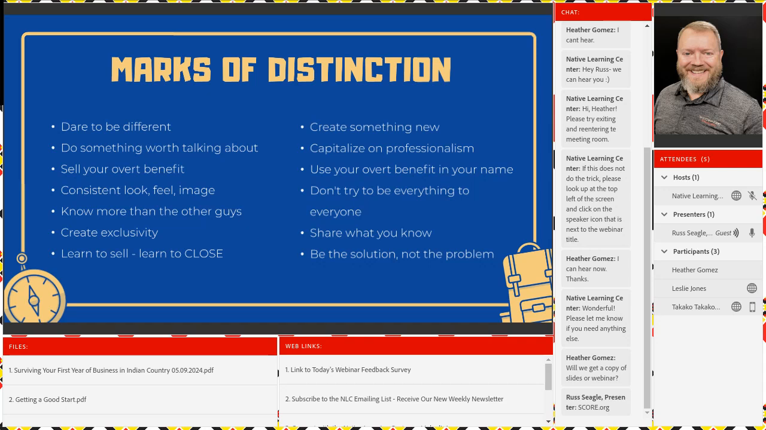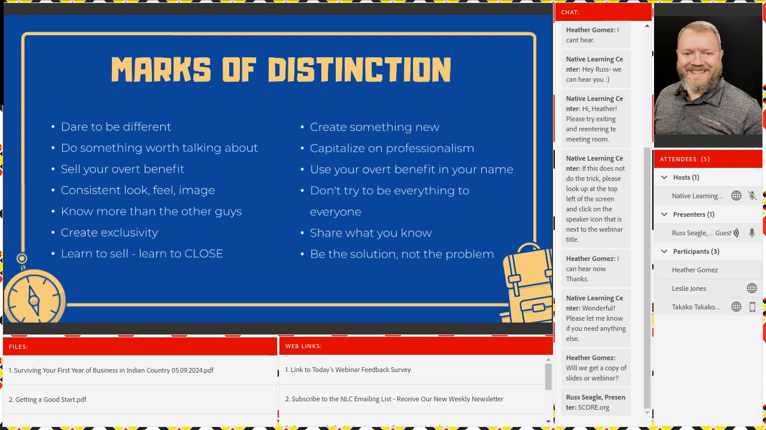You want to know all that stuff. You want to create an exclusivity. Maybe you want to be the only game in town, and yes, we're worth the wait. You want to learn how to sell, because if you don't sell something, you're just an order taker. You're just waiting for the money to come in, and sometimes nothing happens when you do that.